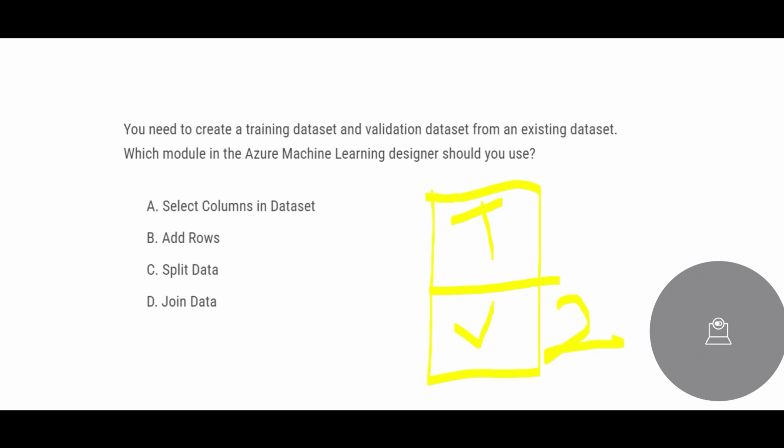So you should use common sense. Even if you use common sense, you see split data. Join data you will not use, because you want to break the data set, so why will you join it? Add rows also not required because you already have a data set. Always in machine learning, remember that if you have say 100 rows, we would not add more rows for validation data. We would split that file as training data set and validation data set.